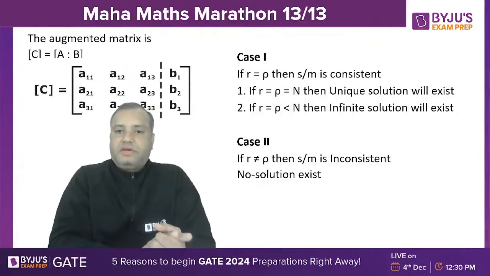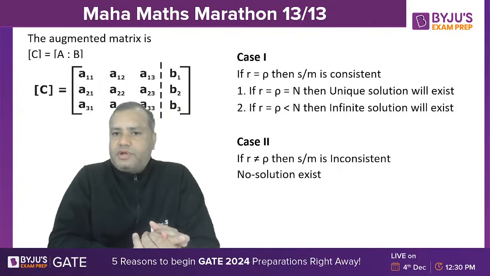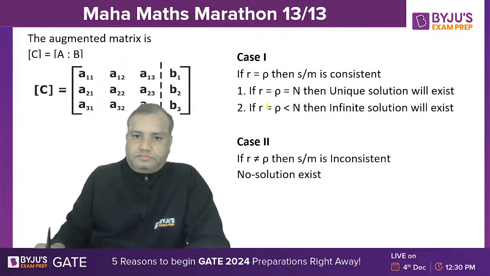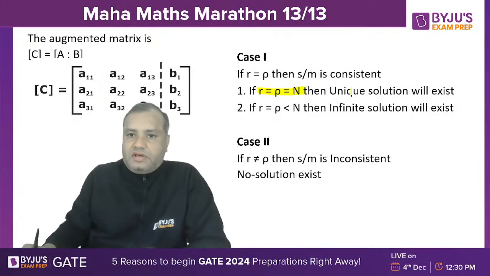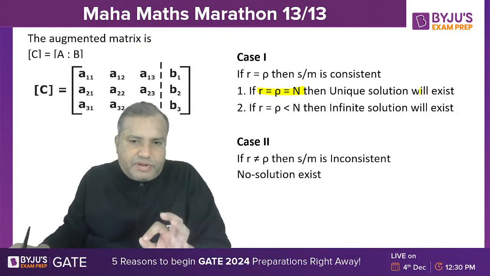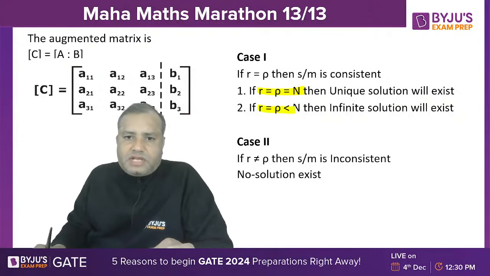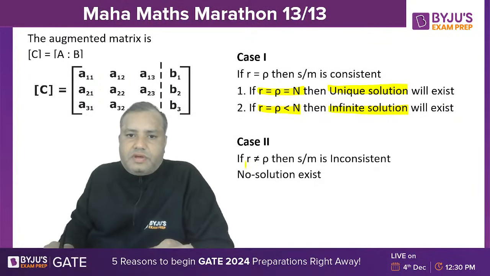If R equal to rho, then the system is consistent. If R equal to rho equal to N, then unique solution. Just remember these points. R equal to rho less than N, then infinite solutions. If R is not equal to rho, then inconsistent system, which means no solution.